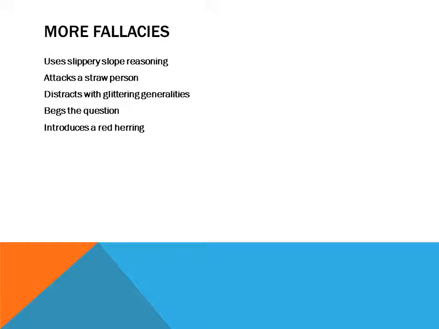Attacking a straw person means that the opponent's point of view is distorted so that it's easy to attack. In other words, we attack a point of view that does not truly exist. So obviously politicians do this all of the time.